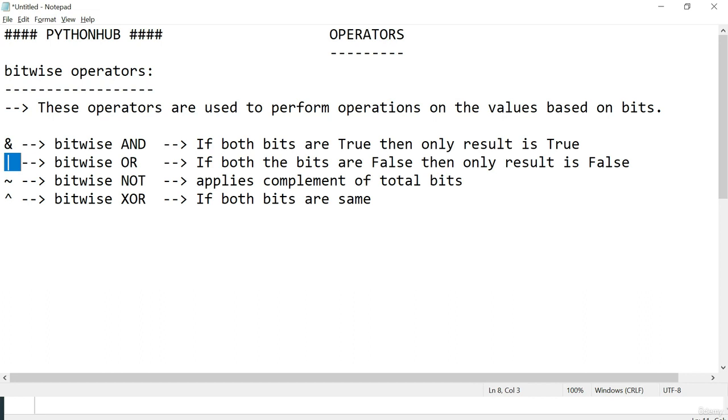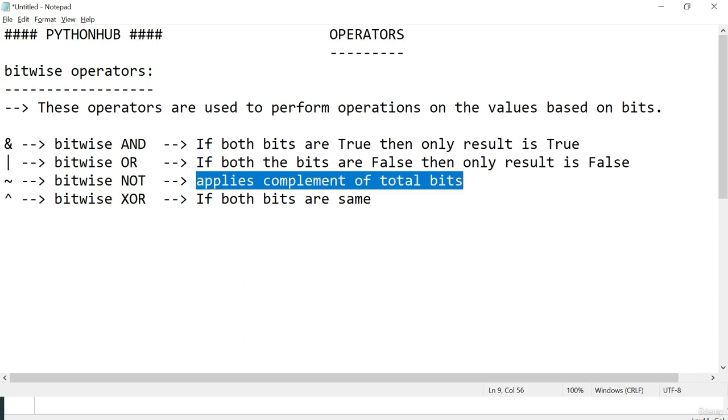Now coming to the complement, bitwise NOT. The bitwise NOT operator is also called the tilde operator. In this tilde operator, we are applying the complement of the total bits present in that number.